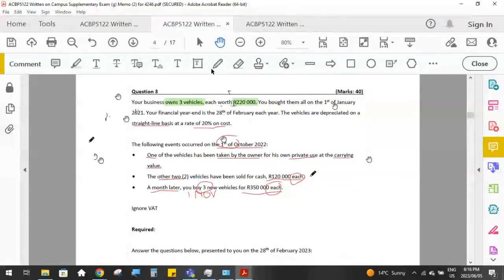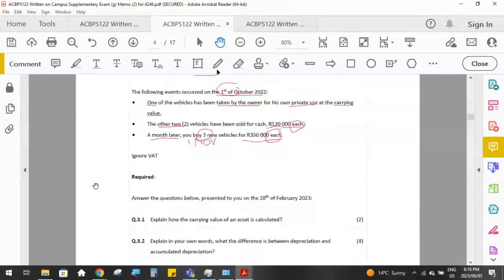So you see how I've underlined and circled and highlighted as I'm reading the question. This is what you must do when you are in the exam room. It helps you tremendously. So for 2 marks, explain how the carrying value of an asset is calculated. So that's just in words. So we'll go and have a look at that.